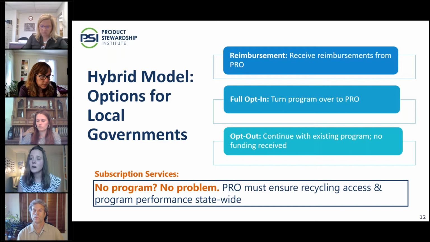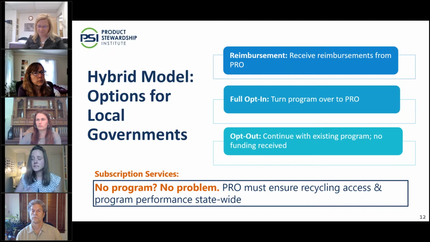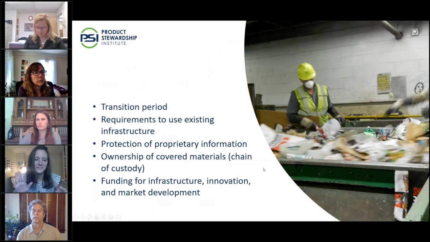And the way this hybrid model approaches that is they say in those places, the PRO must still ensure recycling access and program performance. So it is not an average across the state. It is in every community there must be access. And so in those communities, the PRO would likely step in and start contracting with service providers and making sure that recycling is happening there. And that's a really key point. So those are the complex slides.